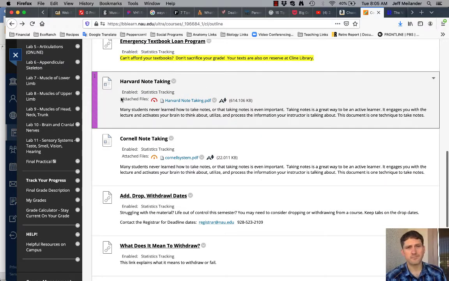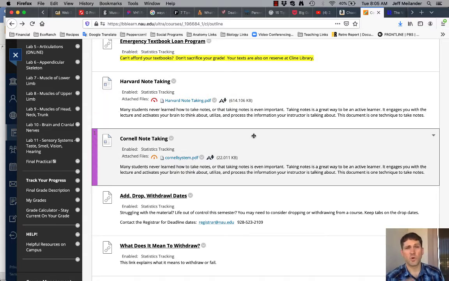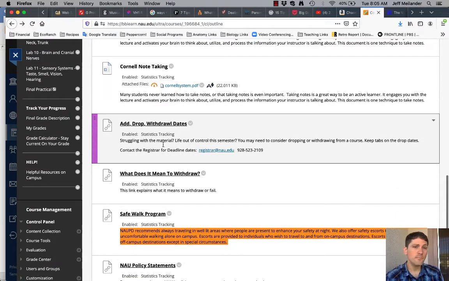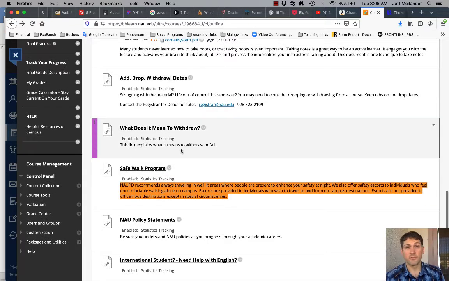Below that is the note-taking. So again, two methods that help students be a little bit more actively engaged with the videos. So if they're watching our online screencasts and they're taking really bad notes that you're noticing in their notebooks, you might stop and say, hey, let me show you some better ways to take notes, or let me help you improve your note-taking abilities. Adding, dropping, withdrawal dates. This links to the registrar's office. What does it mean to withdraw? You might have a student ask you this and you might not know, so you can, again, check out that.